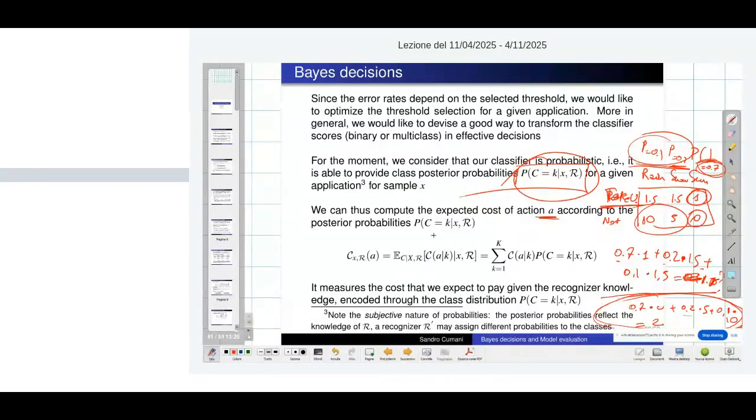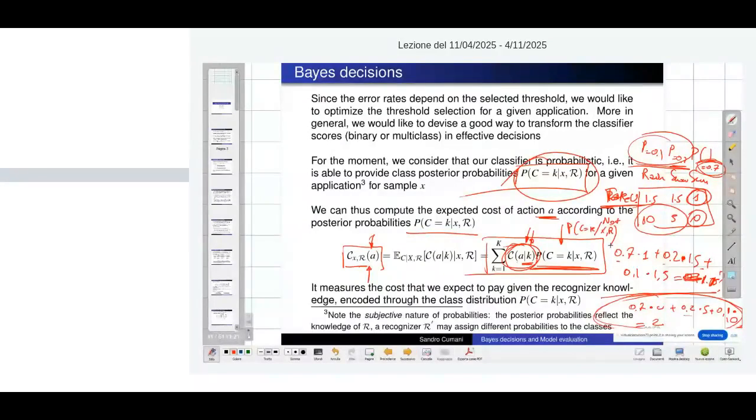So what does it mean? It means that for each action, we can compute the cost that we expect to pay if we take that action according to the recognizer probabilities. That's an expectation over classes. We take the cost for action A, we consider all possible assignments of the class label, and then if the class label that was correct was K, we pay a cost C_AK, and according to our posterior probability, there is a probability P(C equal K given X) that K is the correct class.